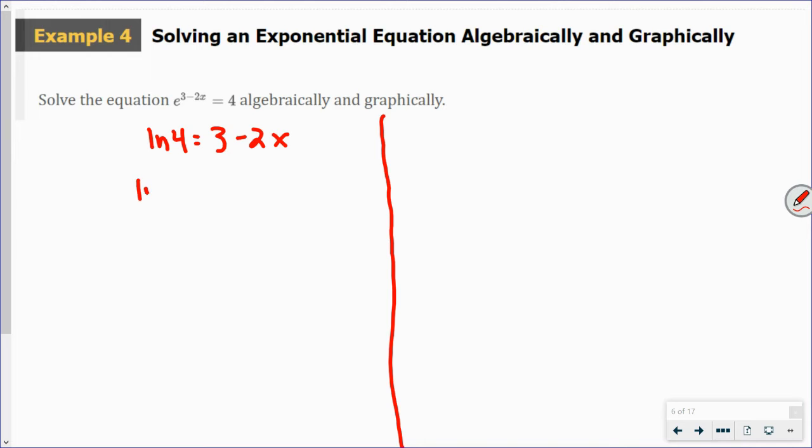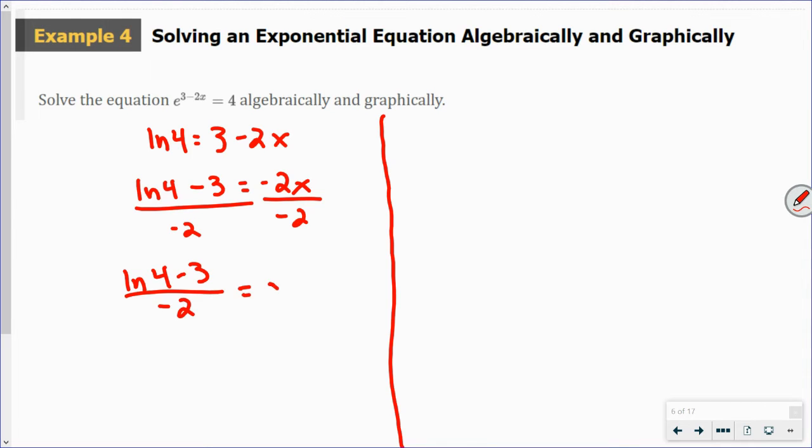I'll subtract 3. So ln 4 minus 3 equals negative 2x. And then divide by negative 2. So you have ln 4 minus 3, over negative 2, equals x, which is about, let's see, ln 4 minus 3, all over negative 2, 0.8069. Okay, about that.